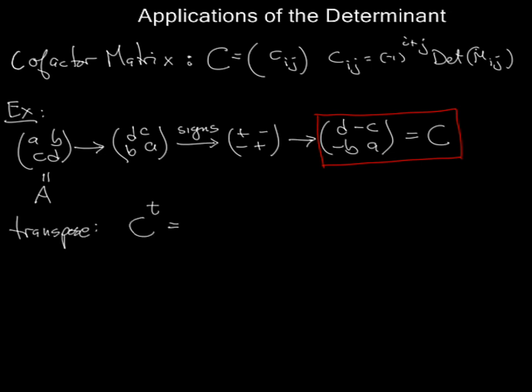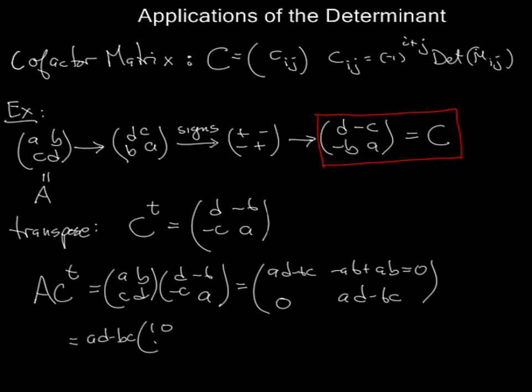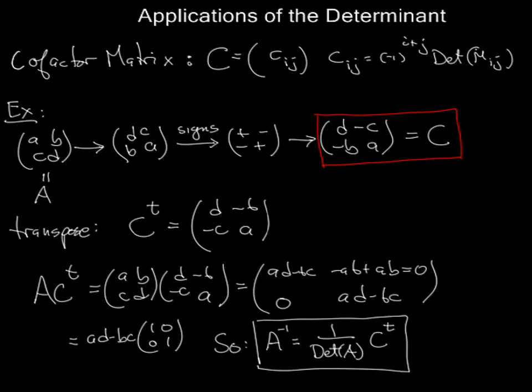Take the transpose of this matrix. That looks like this. And now let's multiply A times the transpose of the cofactor matrix. We get [A, B; C, D] times this thing. And what do we get? We get AD minus BC, minus AB plus AB, which is 0, and AD minus BC, which is to say you get the determinant times the identity matrix. And so up to the determinant, this is the inverse, which is to say A inverse is 1 over the determinant times the transpose of the cofactor matrix.